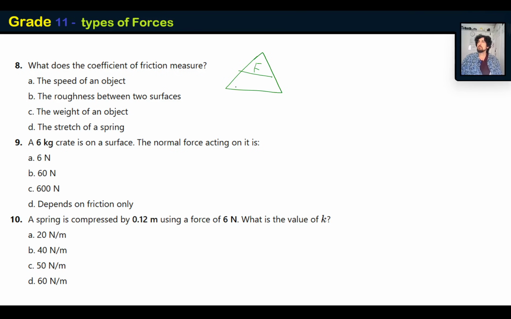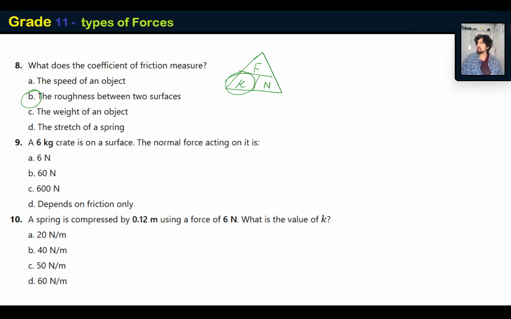F = mu multiplied by normal force. But we don't really need that here. This here measures the roughness between two surfaces. Basically, like how they interact with each other. Okay, that's basically what it means. So it's just in the name, coefficient of friction, the roughness between two surfaces. Right.